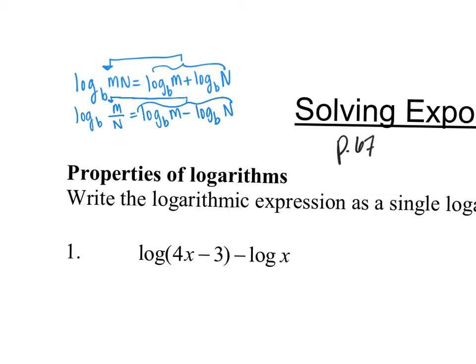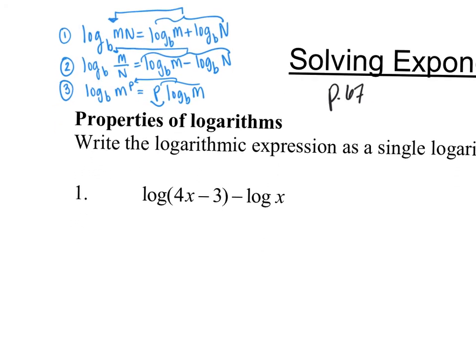And then we also had the power rule, which said log base b of m to some power p can be rewritten as p log base b of m. So again, if you have a coefficient in the front of a log, you can always rewrite it by taking it to the back. So I'm going to call these properties 1, 2, and 3 as we refer to them.